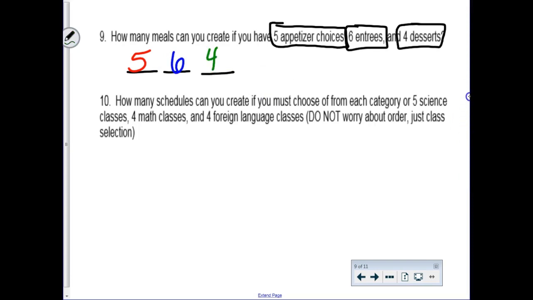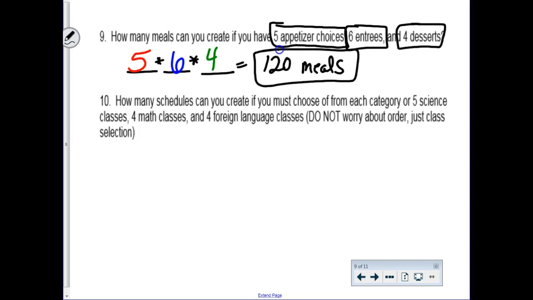And then this is called multiplication. Well, it's called the fundamental counting principle. And you just multiply them together. It's actually a really easy question if you know what you're doing. Also helps if you know how to multiply. All right, it's 120 ways, so 120 meals. And by no means do I expect you to list out all 120 meals. I just want to know how many you could make.